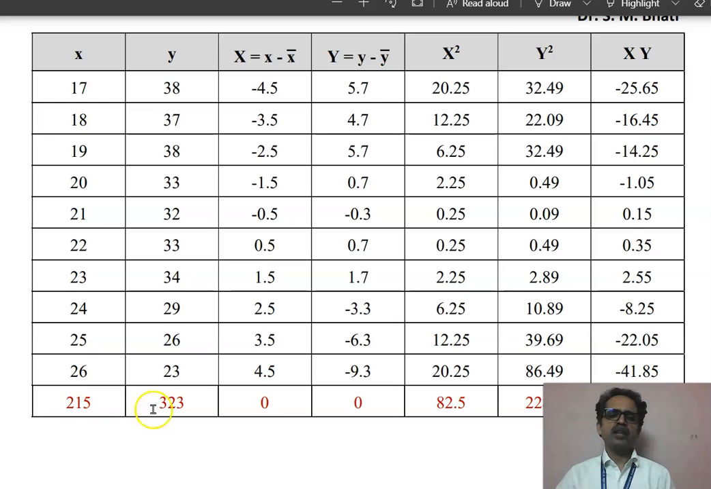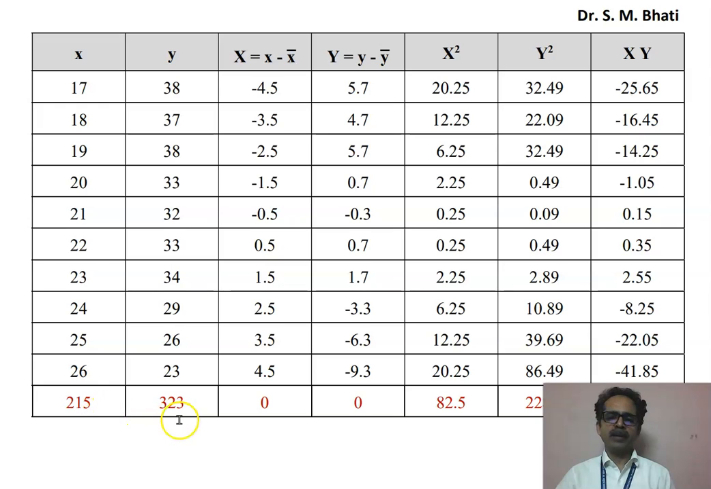So from summation x and summation y, we have to find x bar and y bar. Now what is n here? We have to count how many x values are present here. 1, 2, 3, 4, 5, 6, 7, 8, 9, 10. So we have 10 values of x, and we have 10 values of y, which means n is 10. Using n and summation x, you calculate x bar. Using n and summation y, you calculate y bar, right?